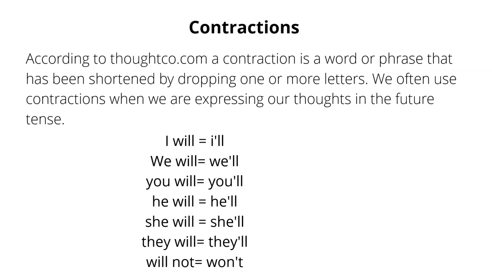Alright, contractions. According to thoughtco.com, a contraction is a word or phrase that has been shortened by dropping one or more letters. We often use contractions when we're expressing our thoughts in the future tense. In another video, I will do a lesson on contractions. However, I'm going to go ahead and show you some examples today.